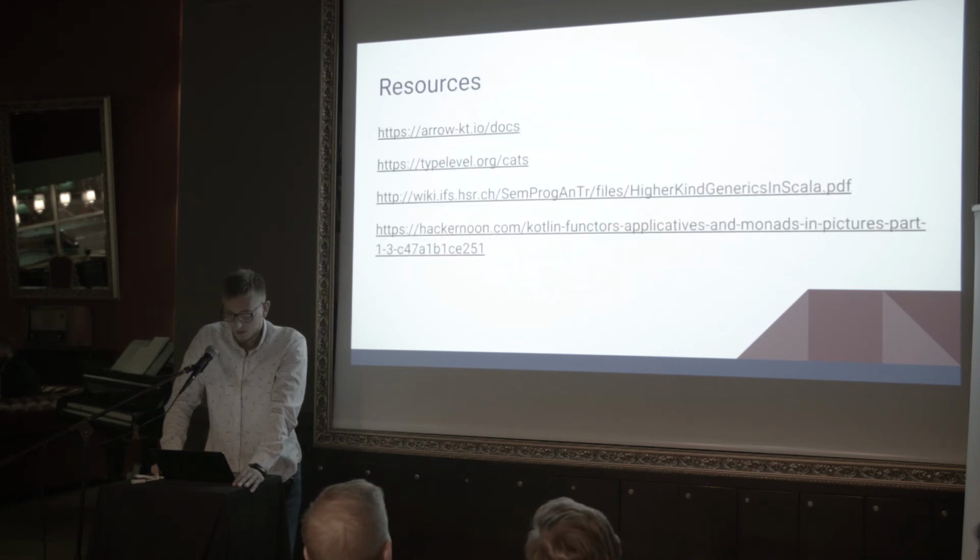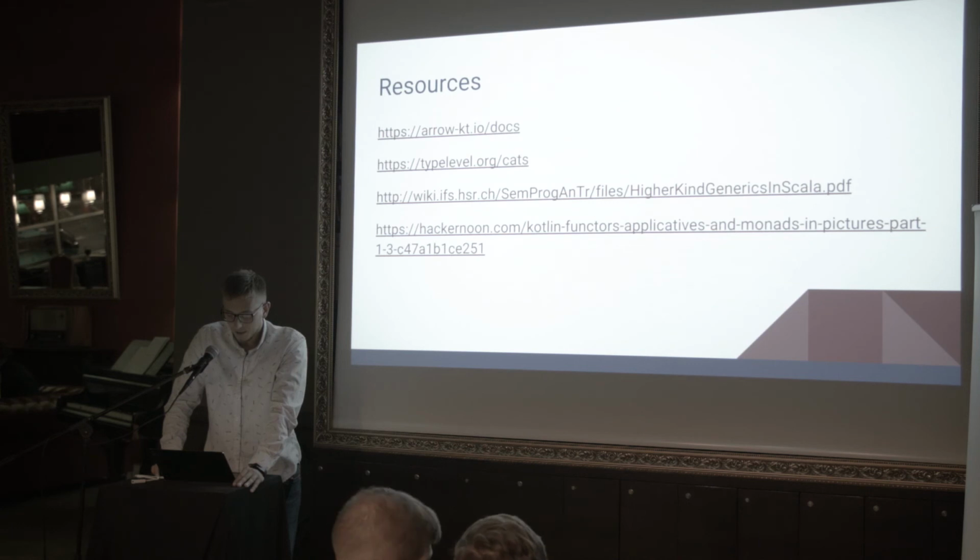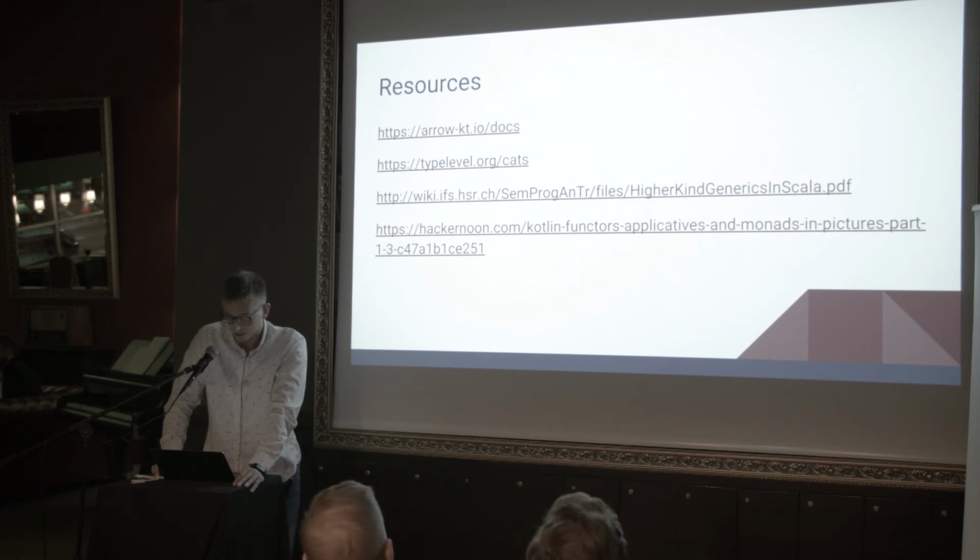And that's all. Resources. The first link is documentation to Arrow. The second one is documentation of Cats, which is an analogous library written in Scala. The third one is a paper about higher kinds in Scala. And the last one is a really nice article about functors, applicatives, monads, and it shows in pictures all of them. I really recommend these links.